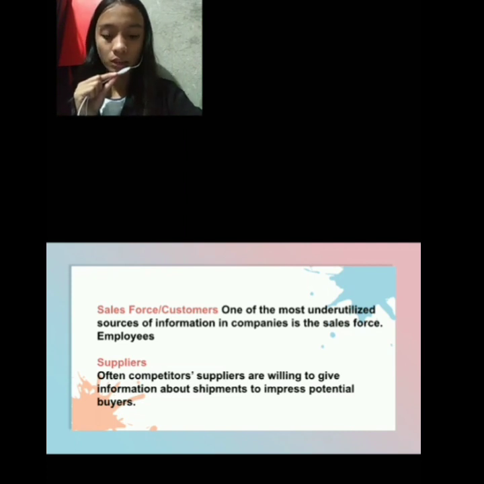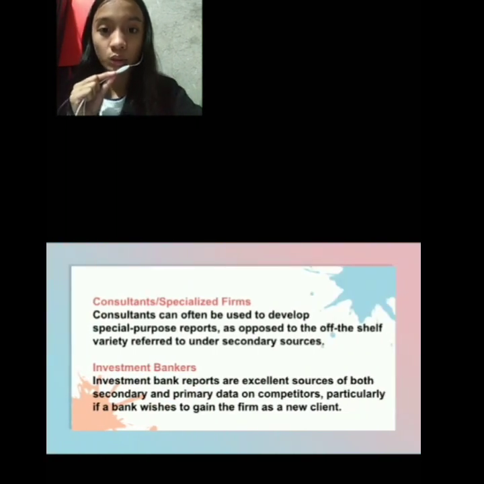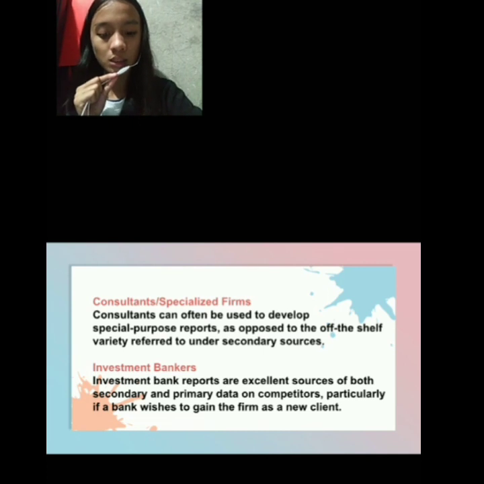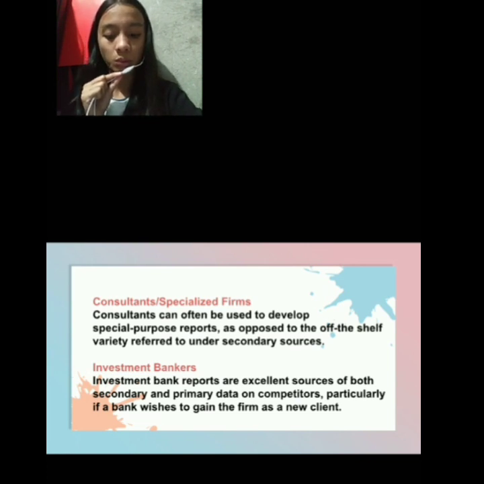So, the next one is consultants or specialized firms. Consultants can often be used to develop special purpose reports as opposed to the off-the-shelf variety referred to under secondary sources. So an example of this is Media Intelligence, or CMR, one of the leading firms developing reports on media spending by brand. So that is consultant.